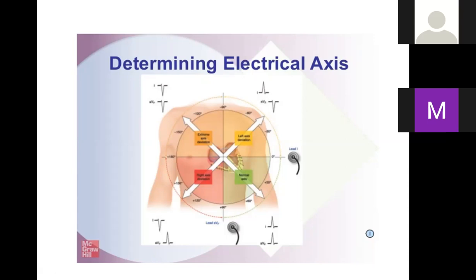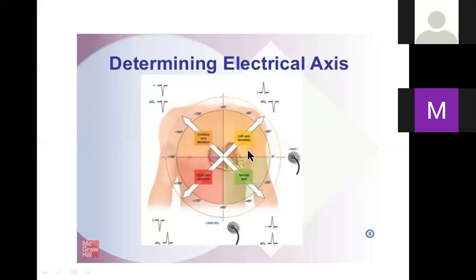Both thumbs downwards. So in lead one and lead AVF, both R waves are downwards. So in seconds you find out the axis. Just keep your thumbs in the direction of the R wave in lead one and AVF, and you will say: both thumbs up, normal axis. Right reaches, right axis deviation. Left leaves, left axis deviation. Both leave, extreme axis deviation.